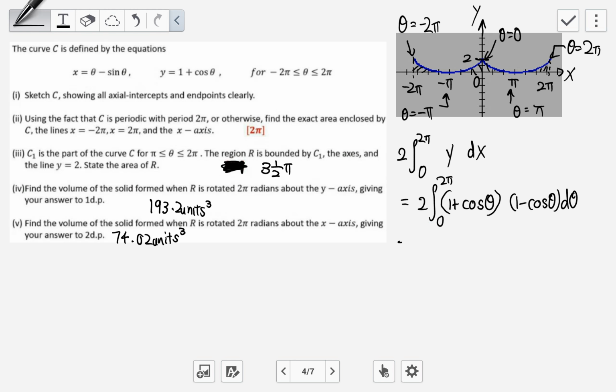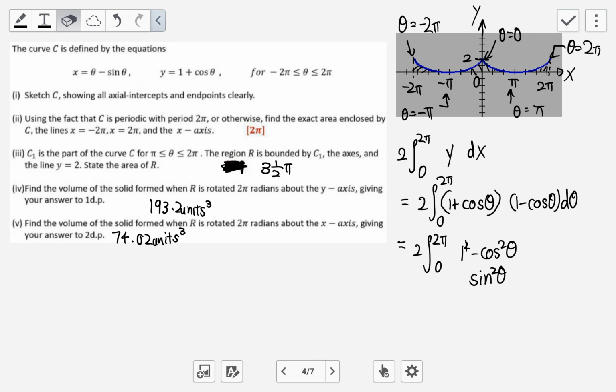So we have this equals 2 times the integral from 0 to 2 pi. This is (a plus b)(a minus b) equals a square minus b square, if you remember. So you get 1 square minus cosine square theta, which is just 1 minus cosine square theta, which is just sine square theta. Using the trigonometric identity, cosine square theta plus sine square theta equals 1, we rearrange, and 1 minus cosine square theta gives you sine square theta. So now I'll change this part to sine square theta d theta.